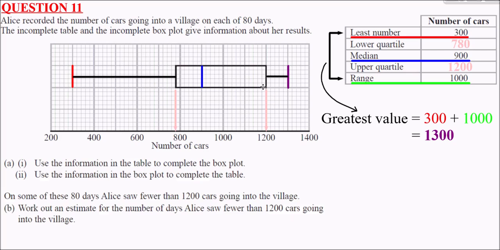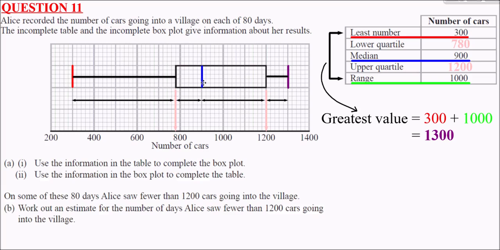So we're going to use that knowledge to work out an estimate for the number of days Alice saw fewer than 1200 cars going into the village. So quartiles, like the name suggests, sounds rather like a quarter. The quartiles split the data into quarters. So from the lowest to the lower quartile, that's the first quarter of data.